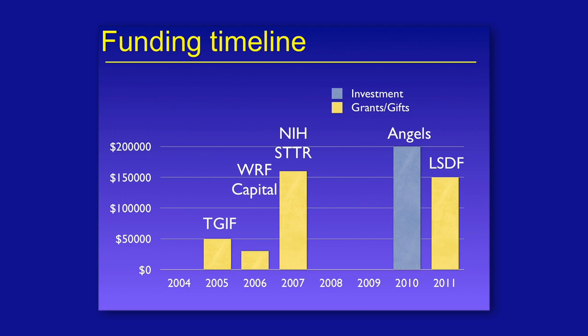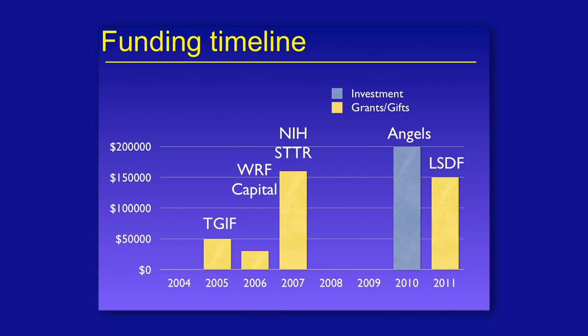We have the Technology Gap Innovation Funding early on in 2005, then the WRF Capital Gift in 2006, the NIH STTR grant in 2007, then a long gap where there was no funding at all, then the Wings investment in 2010, and the Life Science Discovery Fund research in 2011. This is actually a fairly typical graph of investment and funding of an early startup task.